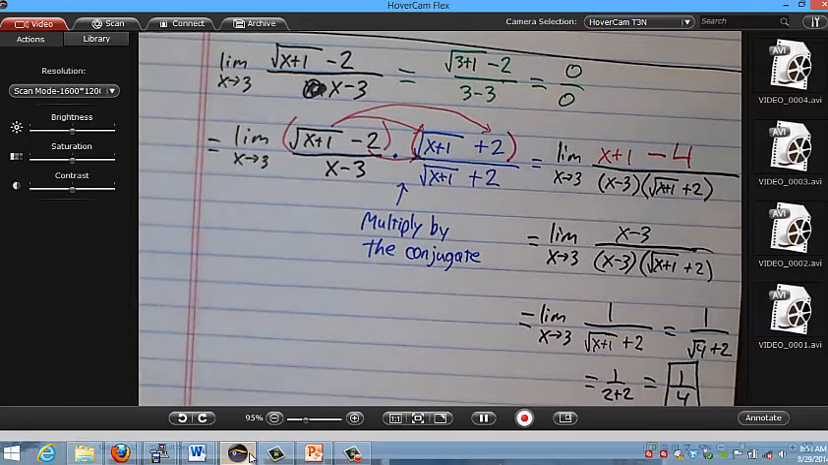Okay? So if you take the original function, I cannot substitute in a 3. But I can compute the limit. The limit exists. There would be a hole in the graph right at (3, 1/4) if I were to graph it. Make sense?